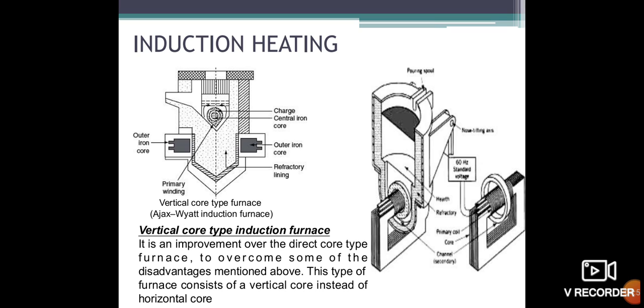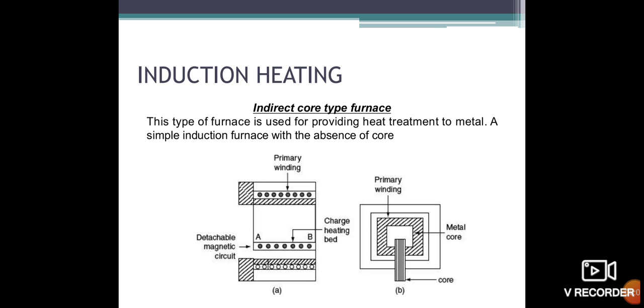So we can easily understand the V shape of the Ajax Wyatt induction furnace. It is fully covered and safe. And the next one is the indirect core type furnace.